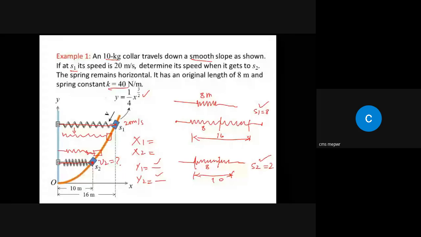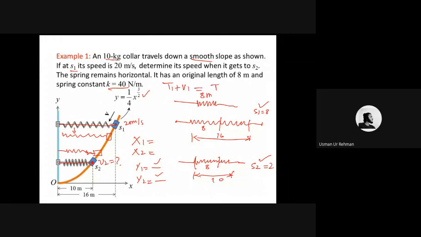What do we have to find out? Not s2, we have to find out v2. So if we apply the law of conservation of energy, what does it say? T1 plus V1 should be equal to T2 plus V2, right? What is T1? Half m v1 square, which we have.